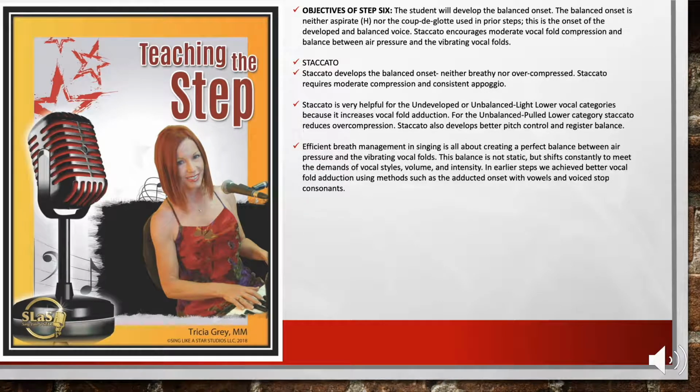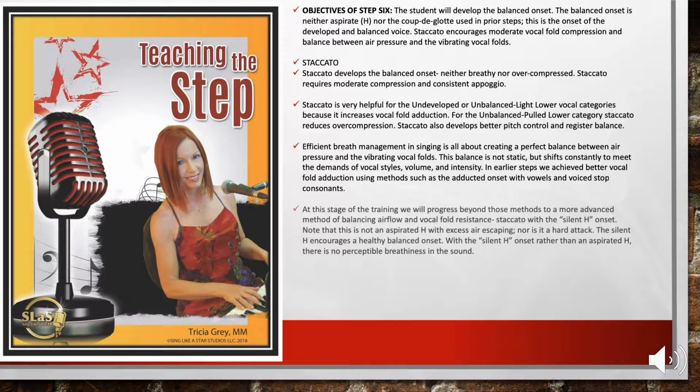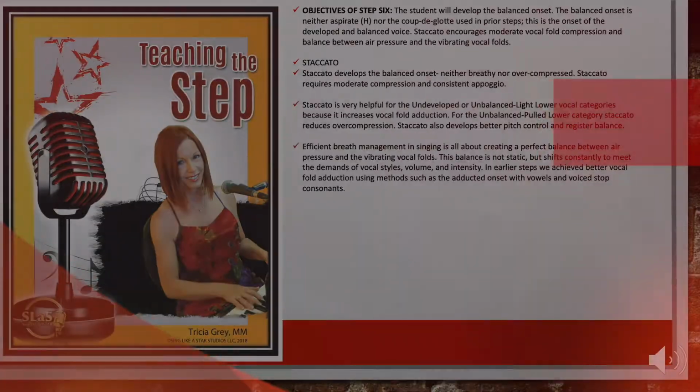In earlier steps, we achieved better vocal fold adduction using methods such as the adducted onset with open vowels and voiced stop consonants. At this stage of the training, we will progress beyond those methods to a more advanced method of balancing airflow and vocal fold resistance, staccato with the silent H onset. Note that this is not an aspirate H with excess air escaping, nor is it a hard attack. The silent H encourages a healthy, balanced onset. With the silent H onset, rather than the aspirate H, there's no perceptible breathiness in the sound.